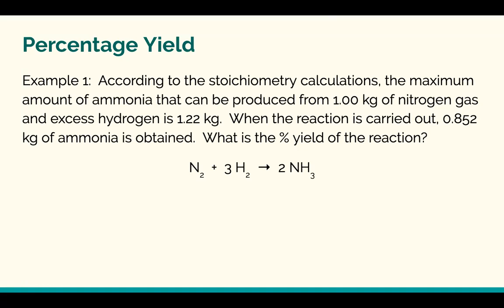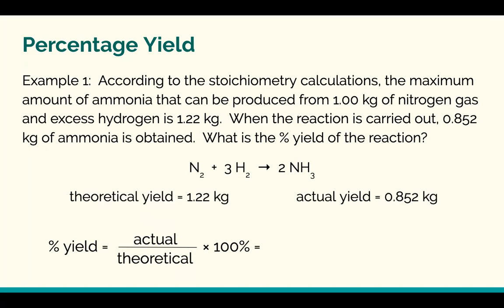So we're going to calculate the percent yield. We have to figure out which number is which. We've got 1 kilogram of nitrogen gas possibly producing 1.22 kilograms. So that's your theoretical yield, 1.22 kilograms. And when the reaction is carried out, 0.852 kilograms of ammonia is obtained. That's your actual yield. For the calculation, those are the two numbers that you need. The 1 kilogram of nitrogen gas isn't relevant to this calculation.